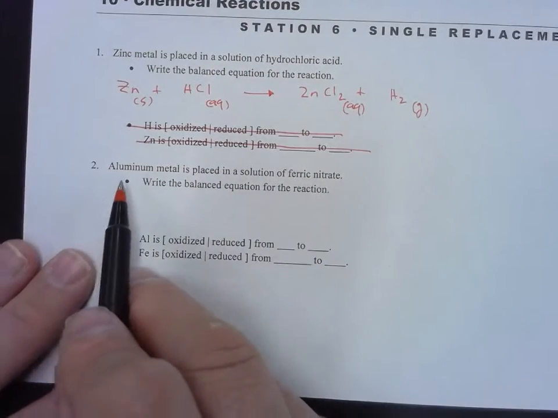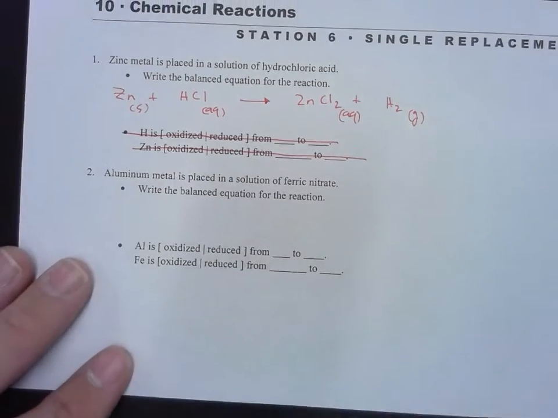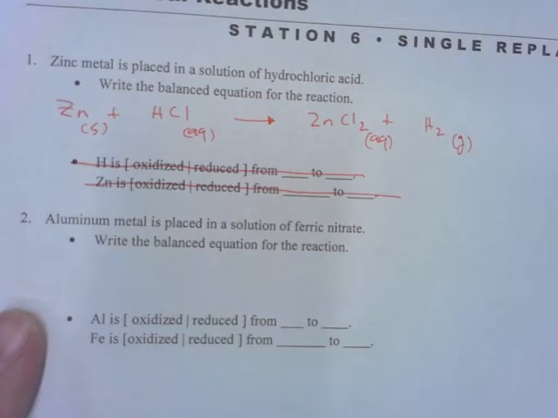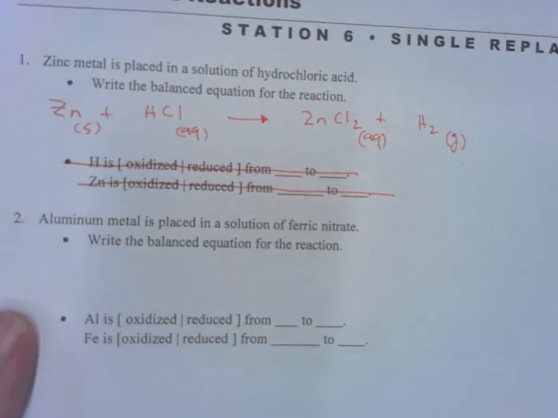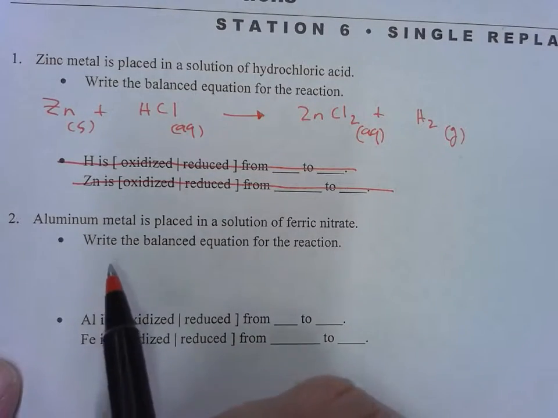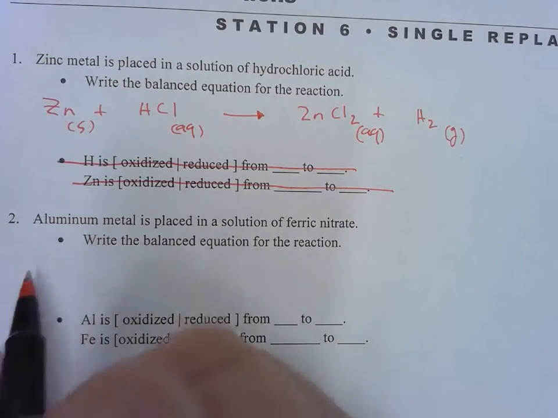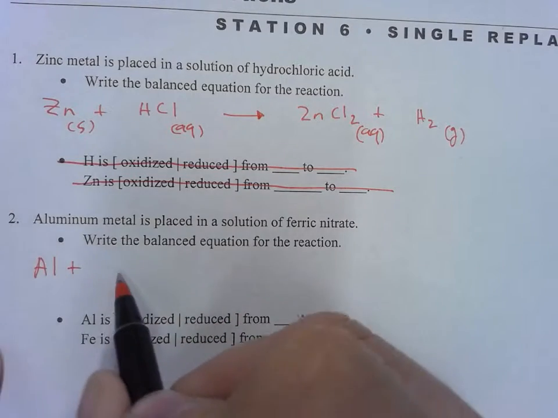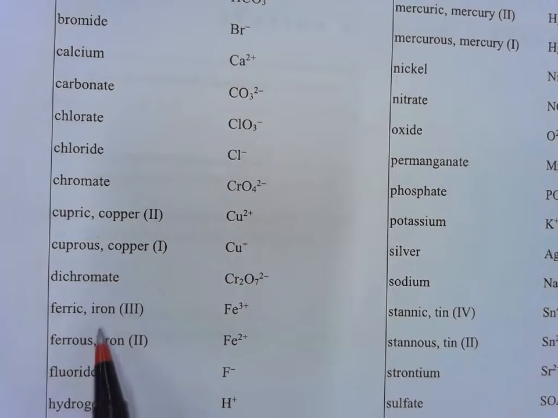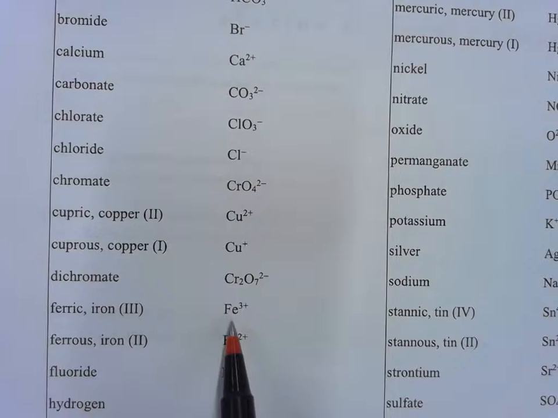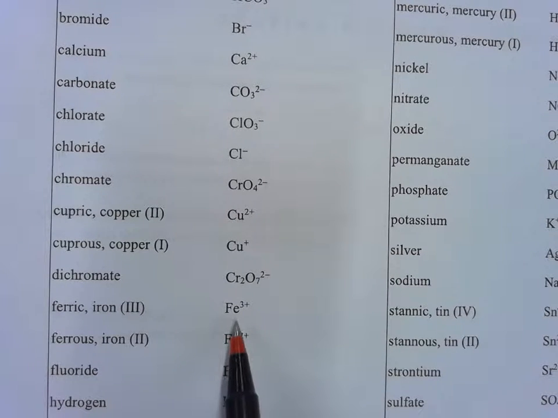Aluminum metal is placed in a solution of ferric nitrate. Interesting. Let me zoom in a little bit. Aluminum metal placed in a solution of ferric nitrate. So that's going to be Al plus ferric, which is really just copper 3. No, yes, copper, I'm sorry, iron 3. Iron 3 is ferric.